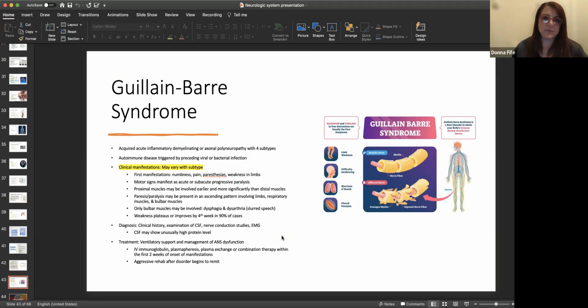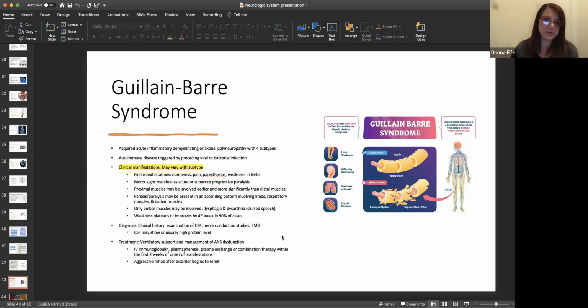Some manifestations, first, the patient may experience numbness, pain, paresthesias, and weakness in the limbs. Motor signs manifest as acute or subacute progressive paralysis. The proximal muscles may be involved earlier and more significantly than distal muscles. There's paresis, paralysis that may be present in an ascending pattern involving limbs, respiratory muscles, and bulbar muscles. Only bulbar muscles may be involved and cause dysphagia and dysarthria. Weakness plateaus or improves by the 4th week in about 90% of the cases.